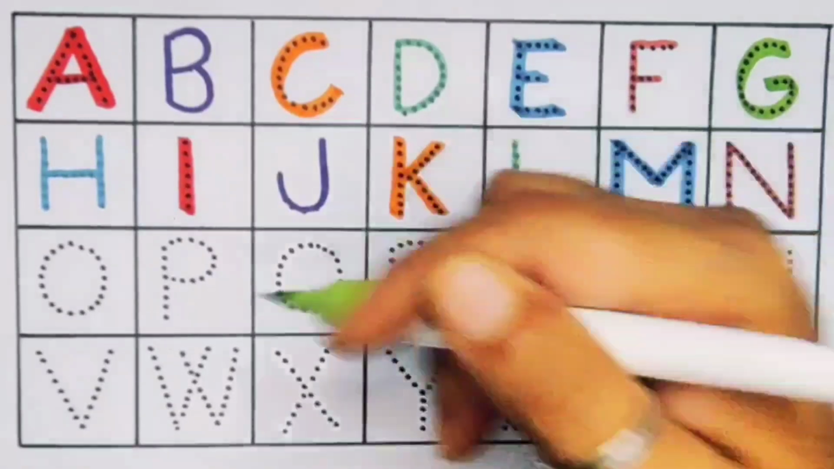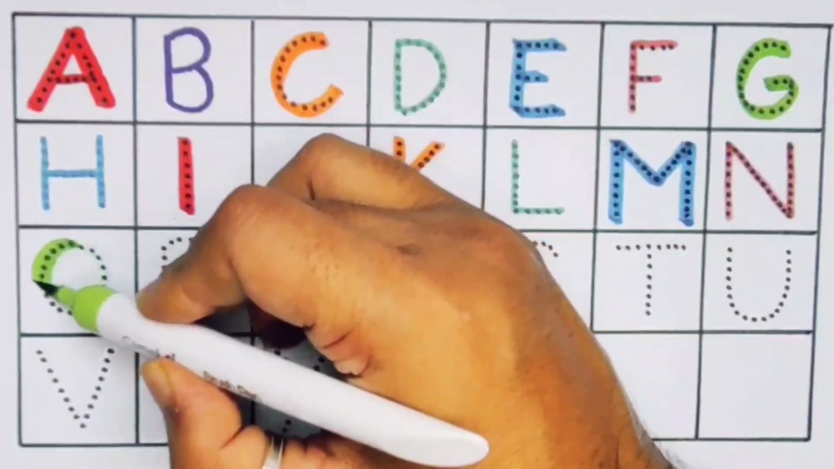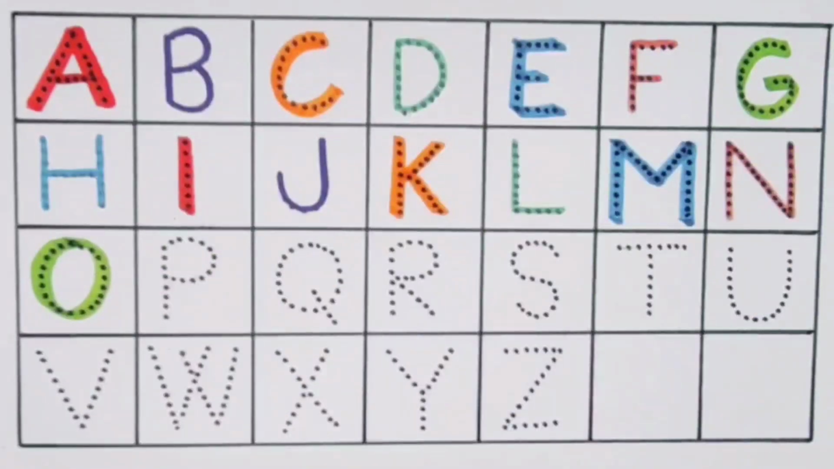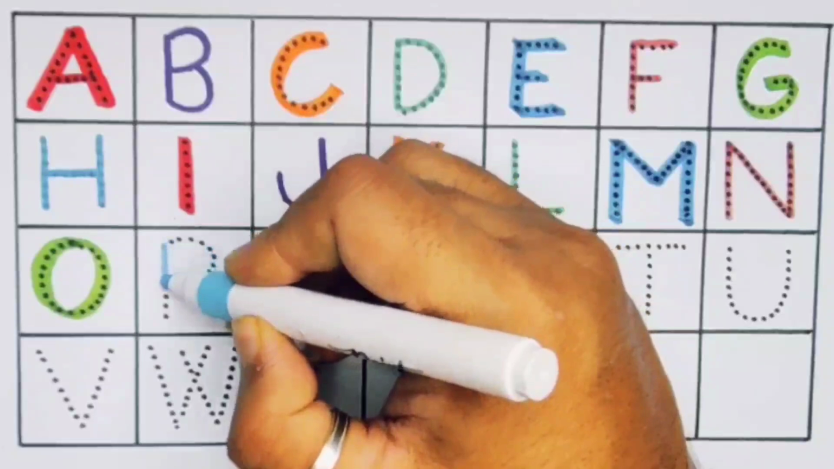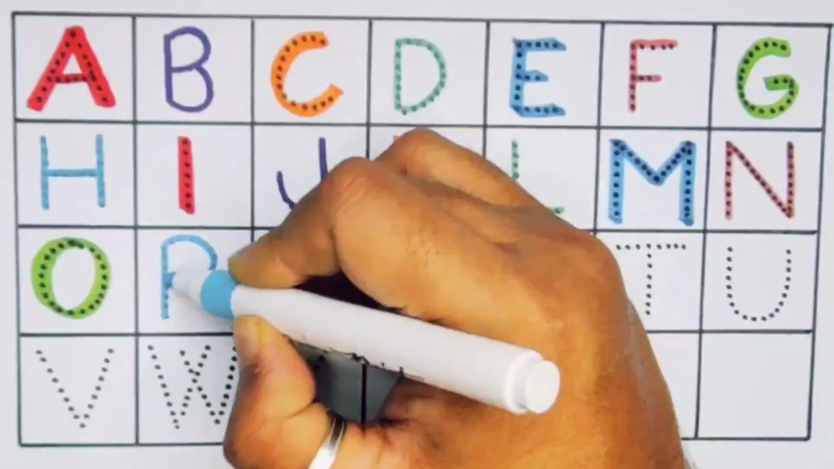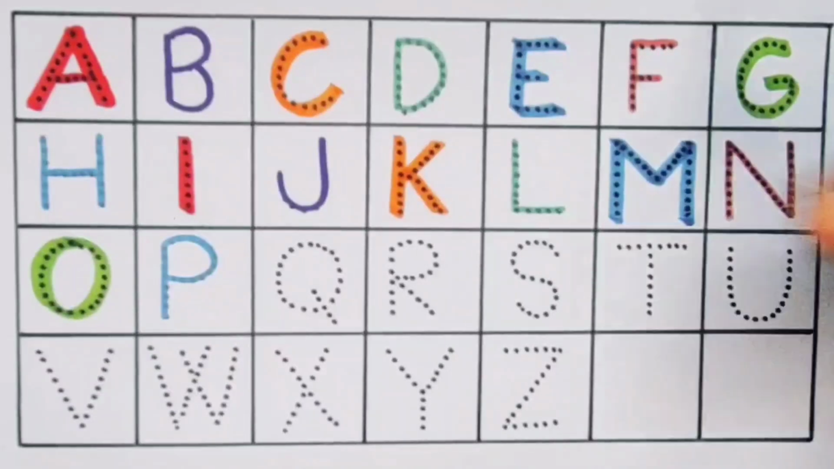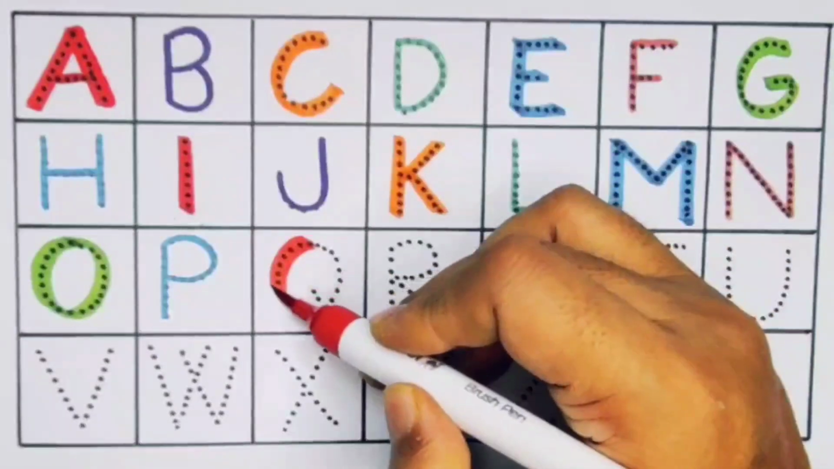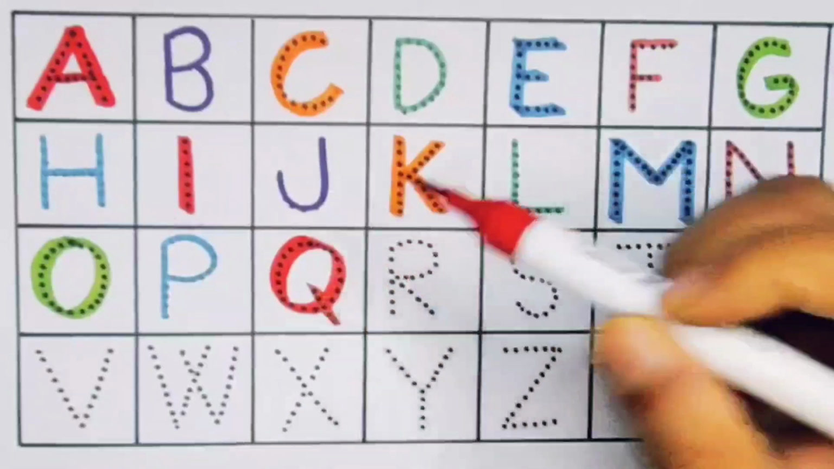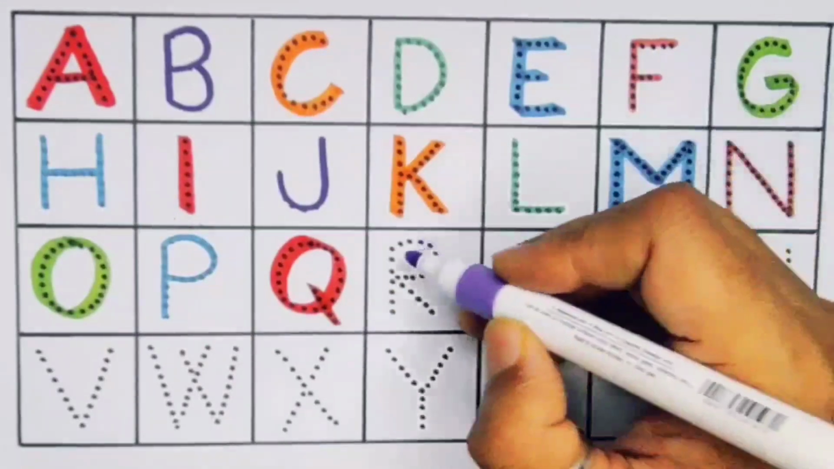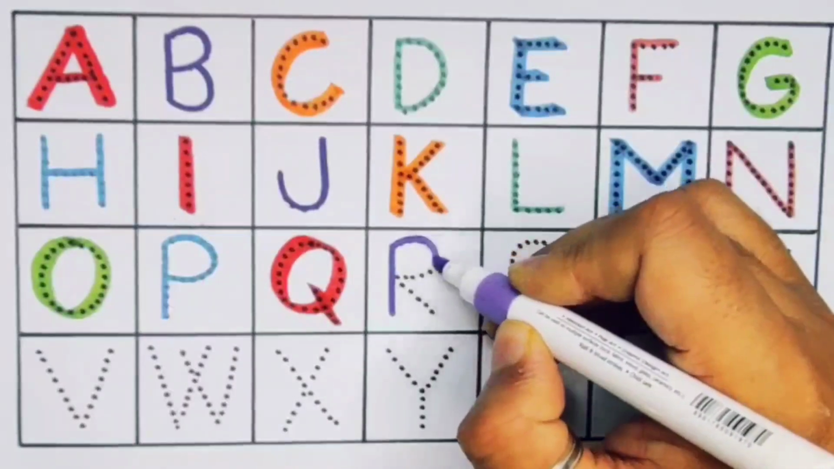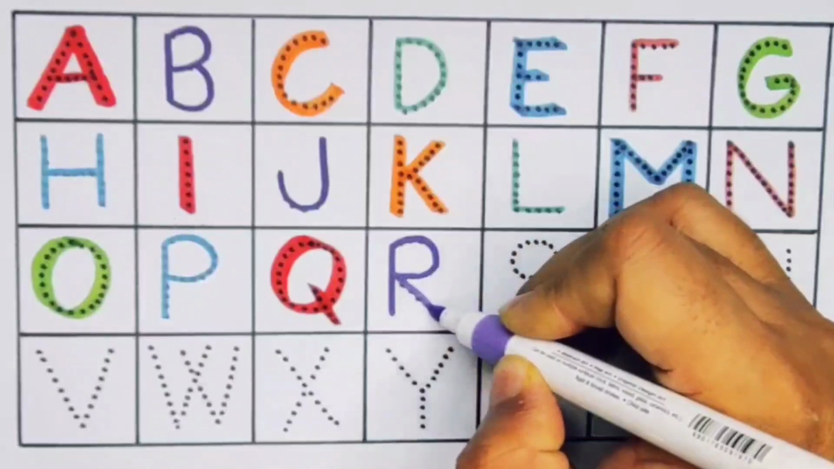Next, O for octopus. Next, P for parrot. Next kids, Q for queen. Next kids, R for rabbit.